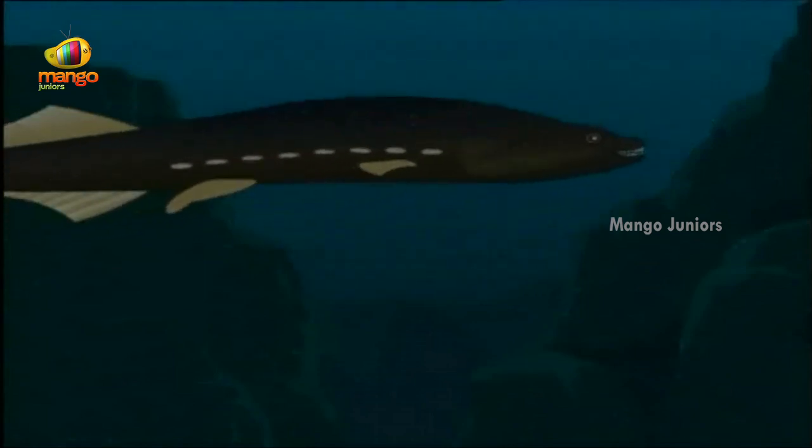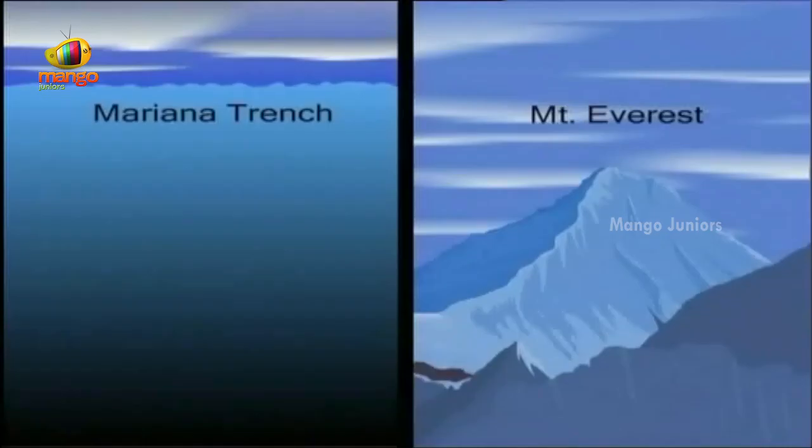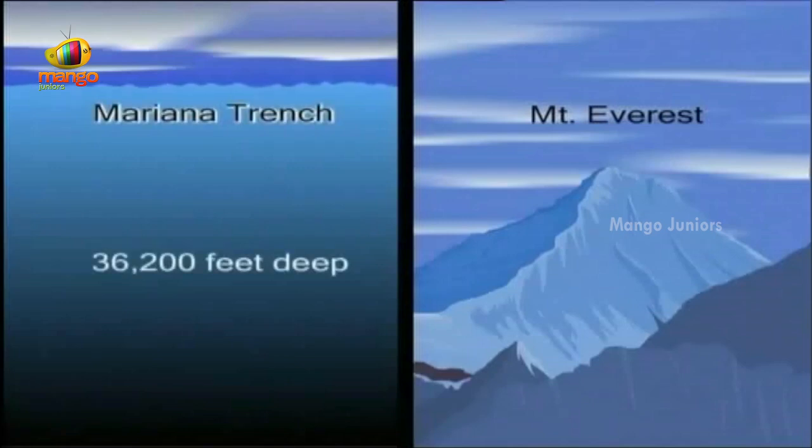In the deep sea lives 80% of all the habitats on Earth. The deepest point of the ocean, the Mariana Trench, is about 36,200 feet deep. This is much deeper than Mount Everest is tall.